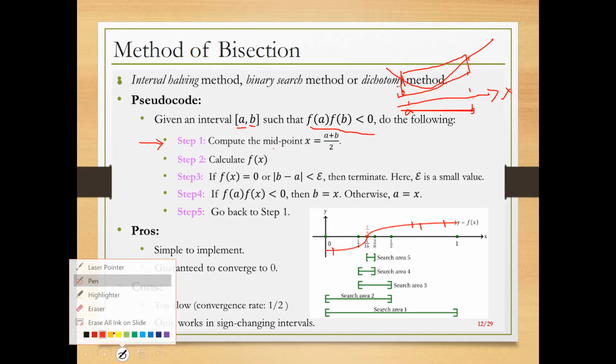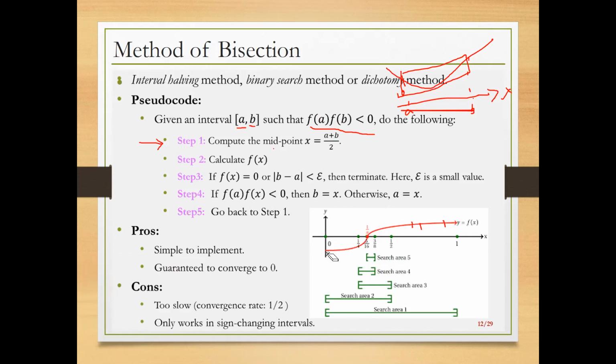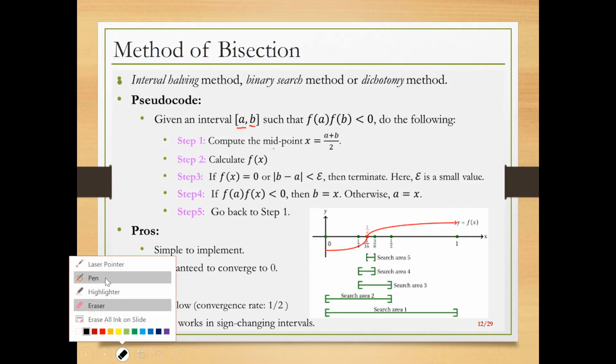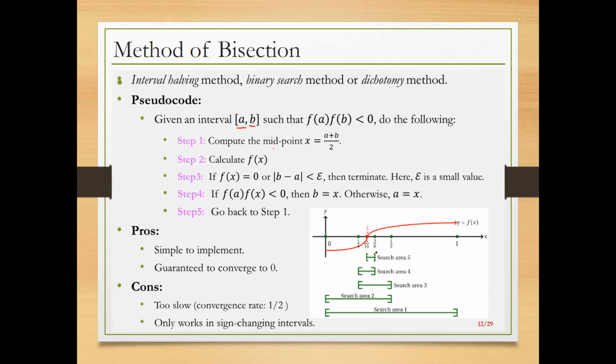Let me erase this so it doesn't disturb you guys. Now pay attention to this graph over here because it's a good graph. So let's start with 0 and 1. I've given you a function, which is a red line, and I've given you 2 points, these green dots. This is 0 and 1. And I tell you to apply the bisection method to find the root.